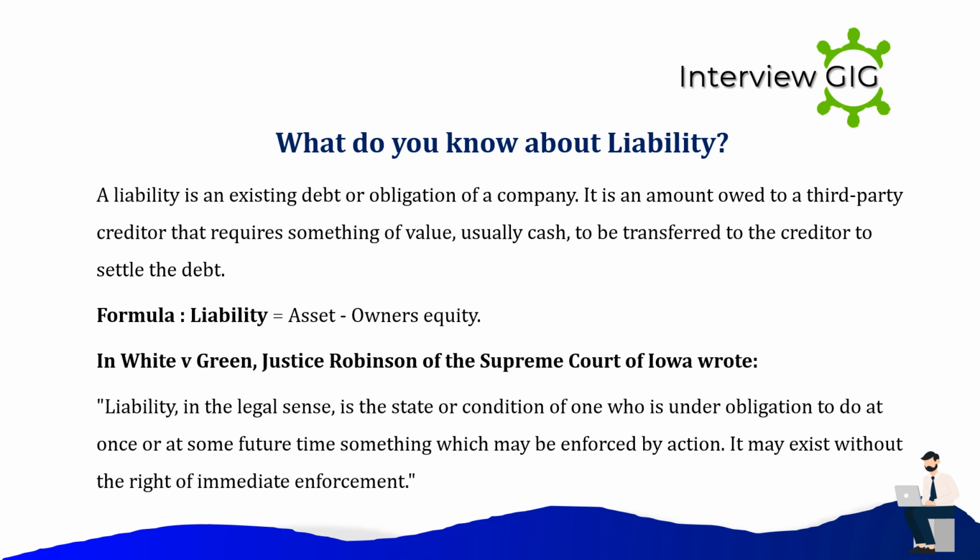In White v. Green, Justice Robinson of the Supreme Court of Iowa wrote, "Liability, in the legal sense, is the state or condition of one who is under obligation to do at once or at some future time something which may be enforced by action. It may exist without the right of immediate enforcement."